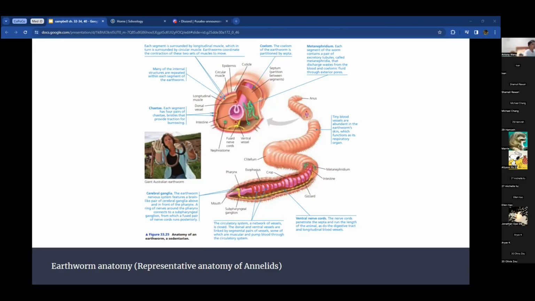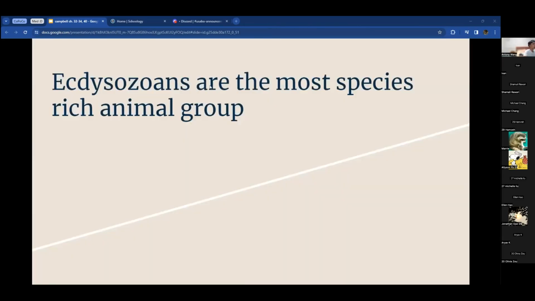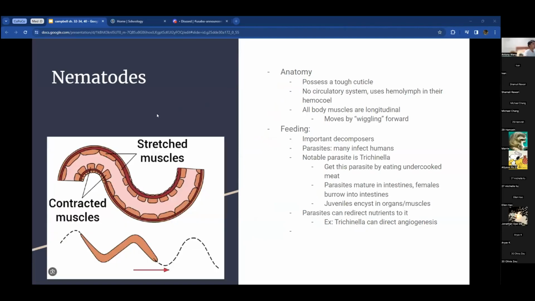I'm going to move on. So, ecdysozoans are the most species-rich animal group. Like I was talking about before, these are the animals with exoskeletons, very diverse. First, nematodes. They have a tough cuticle. These are like roundworms, I think.